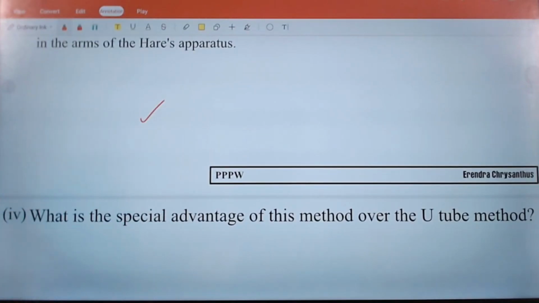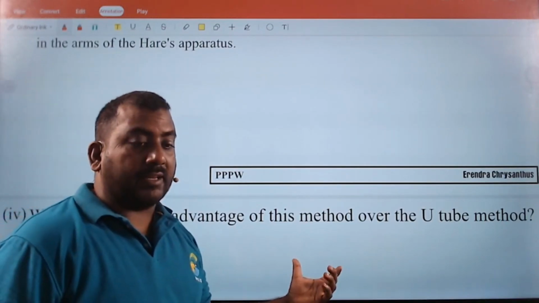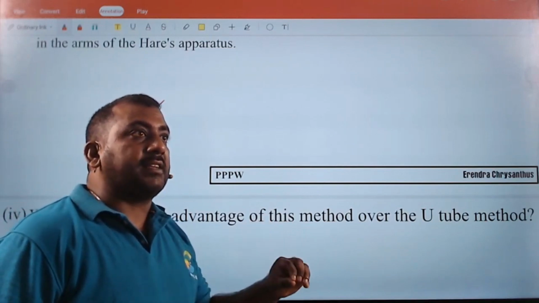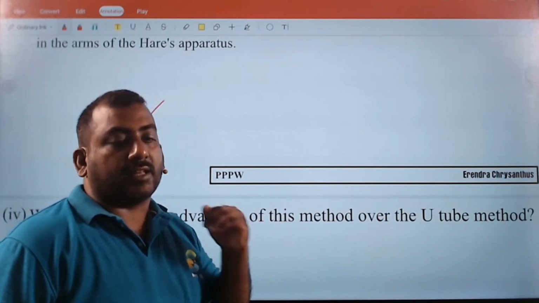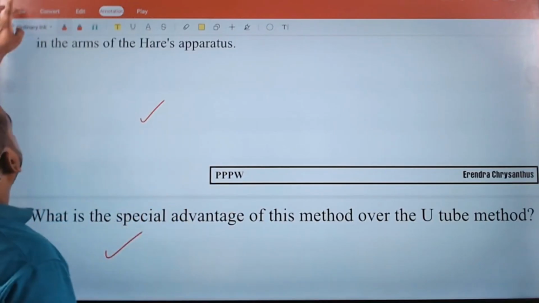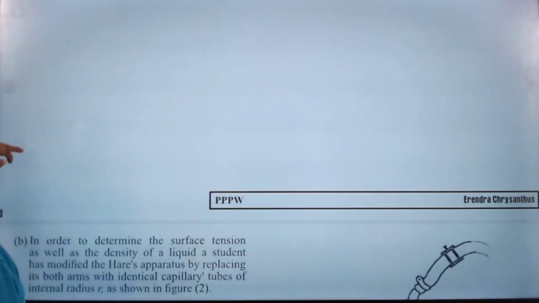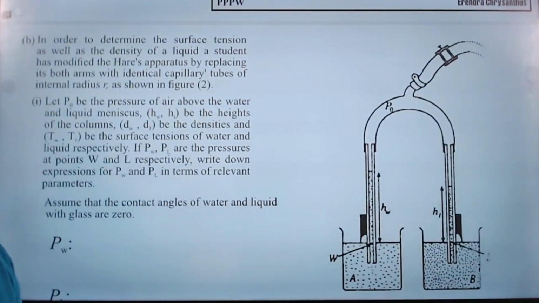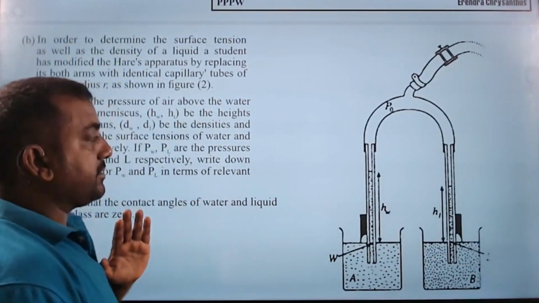What is the special advantage of this method over the U-tube? First, we can compare the densities of liquids which mix with each other. Right? We can compare the density of liquids which mix with each other. In a U-tube the liquids would mix and the interface would be invisible.